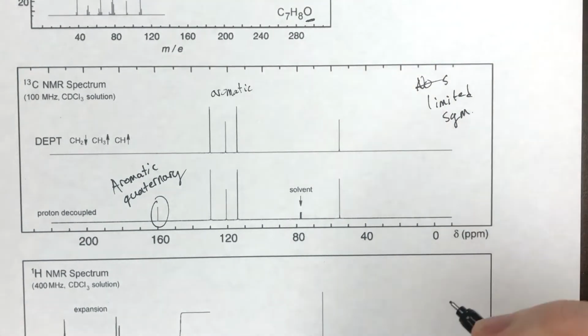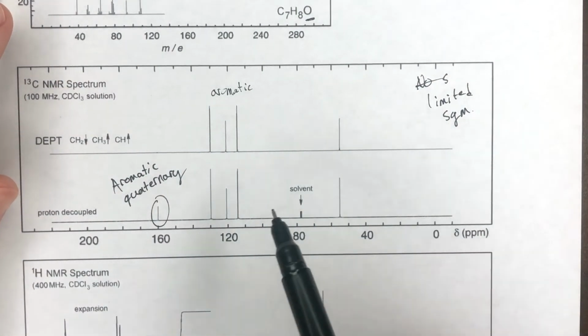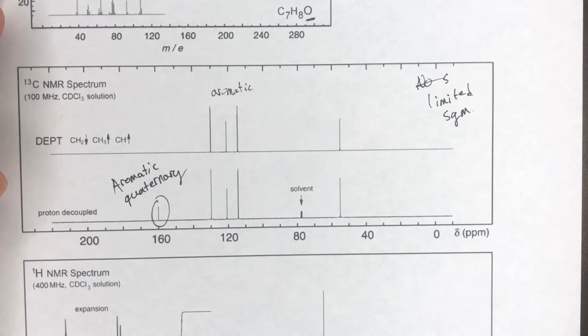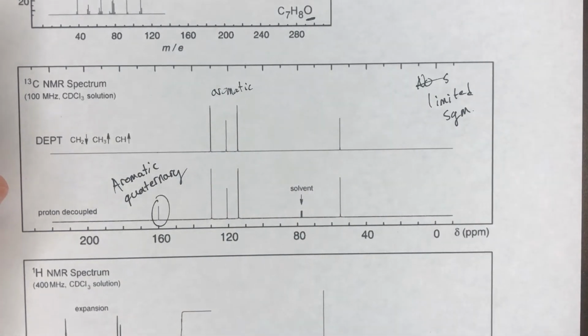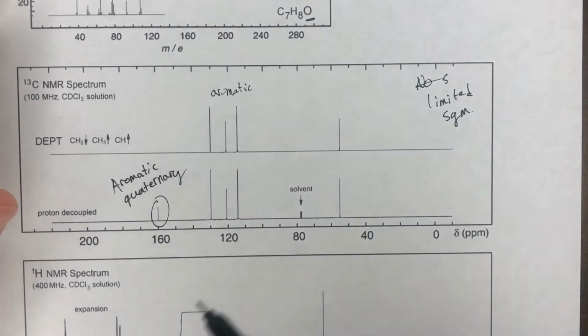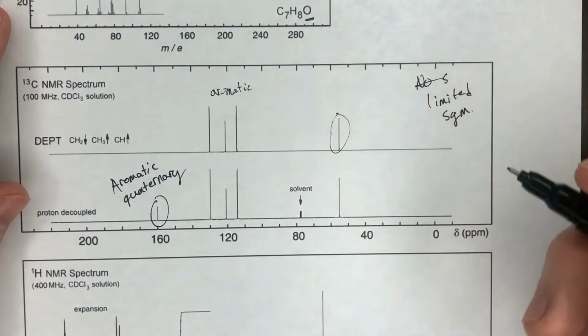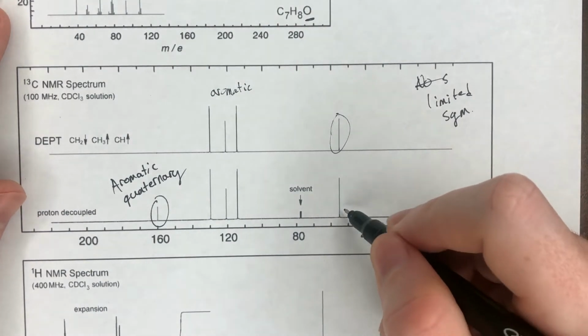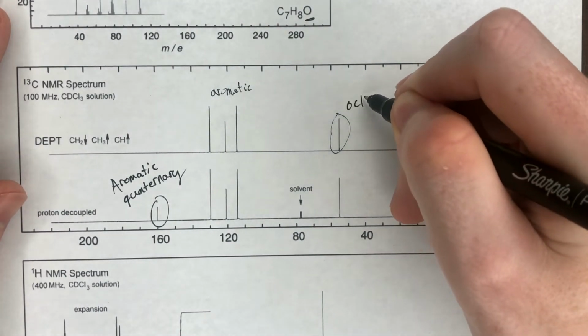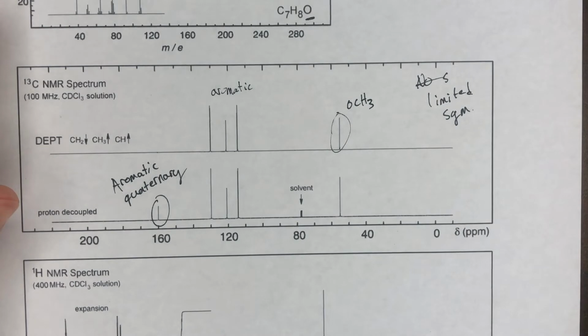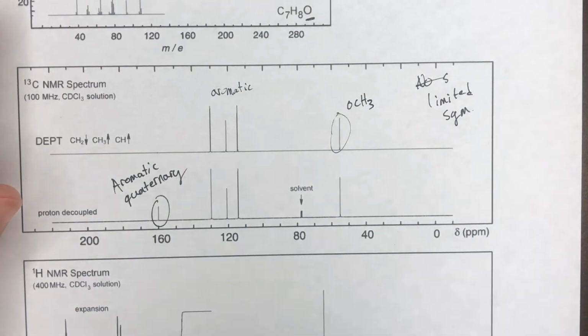How do we know there's limited symmetry? Well, let's think about this, right? We have 1, 2, 3, 4, 5 carbons. There's 7 carbons in the molecular formula, so that means there must be some level of symmetry that's creating 2 pairs of carbons to be the same. And then also we see this CH3. This is likely a CH3 that is shifted quite a bit by an adjacent oxygen. That's why it's around 60 instead of 20 or something for a typical methyl group.